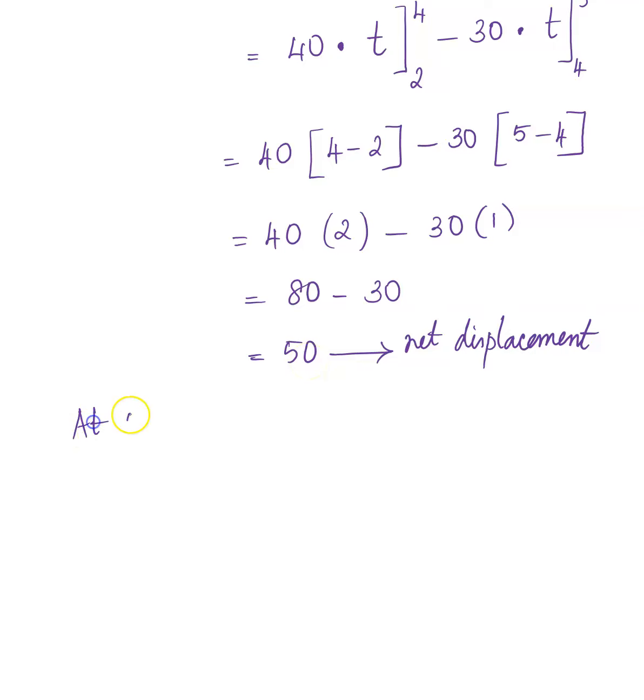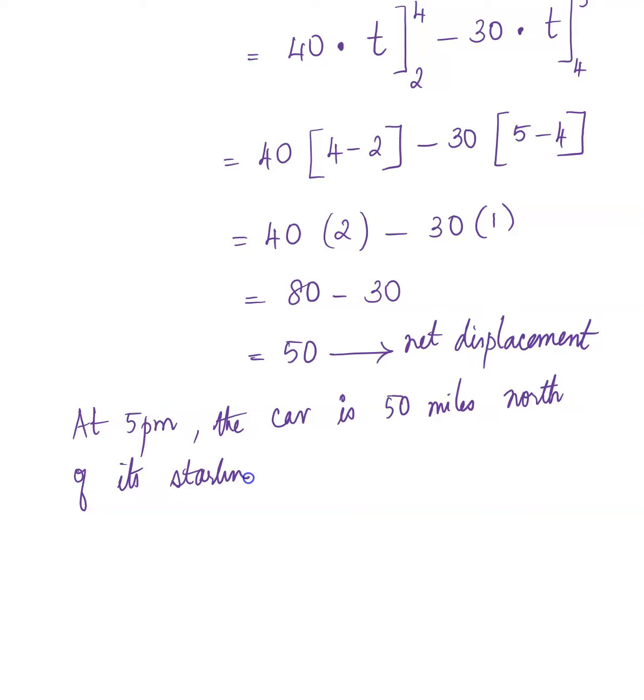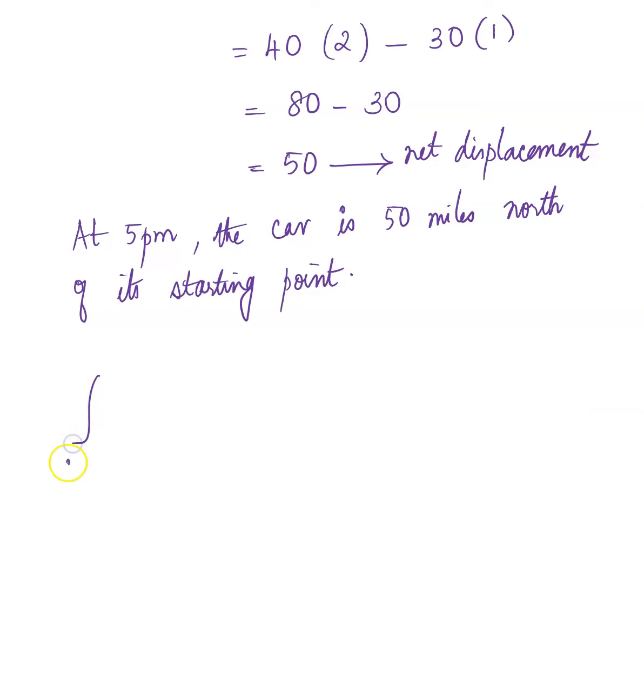So what this means is at 5 p.m., that's where the story ends, at 5 p.m., it's a positive value. So you know that the car is 50 miles north of its starting point. The positive value indicates a direction, the north direction. Now, if I want to find the total distance traveled, 2 to 5, I'm going to throw in the absolute value.